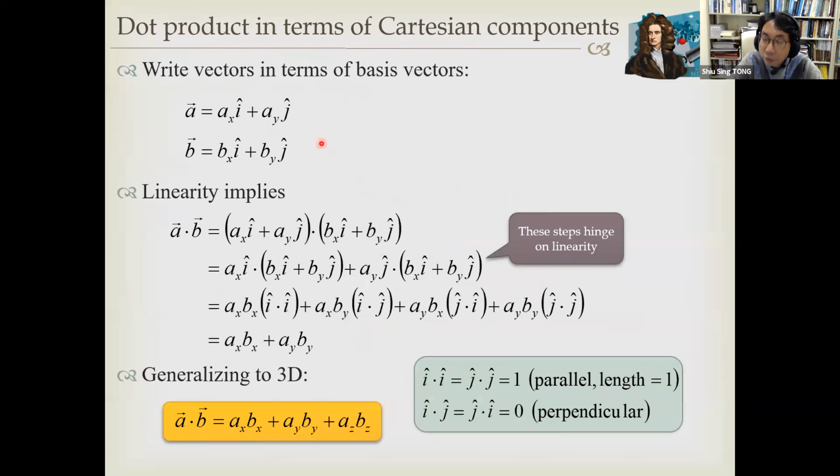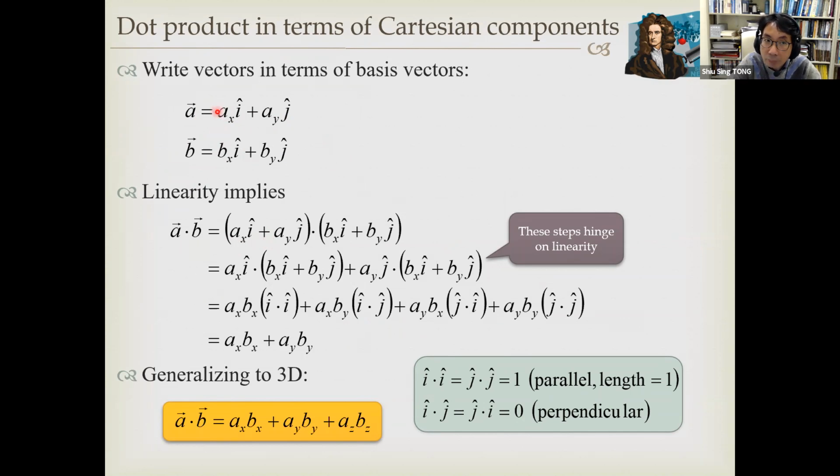Now, with linearity, we can actually do a lot of things. Suppose we have two vectors expressed in terms of the basis vectors: A_x i + A_y j, and B_x i + B_y j. These are the vectors A and B. Now, let's form the dot product between A and B.